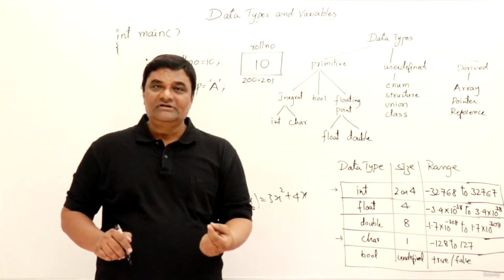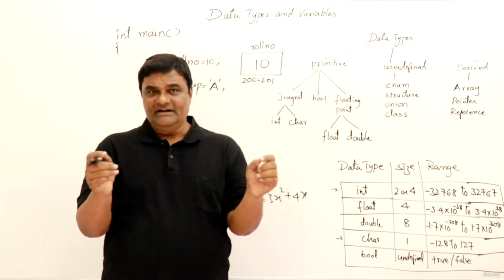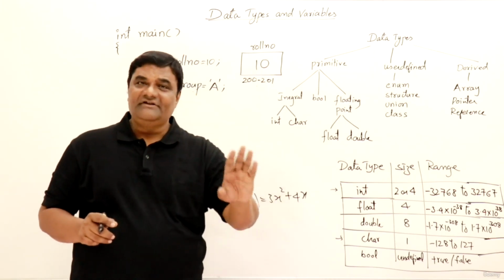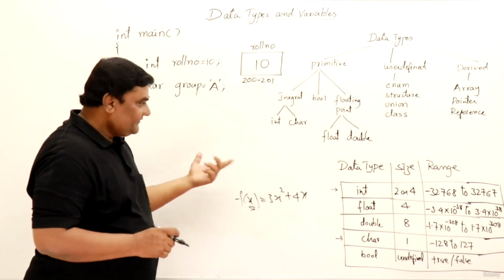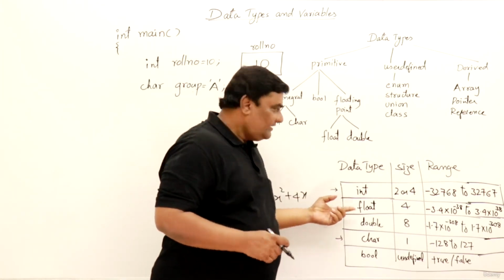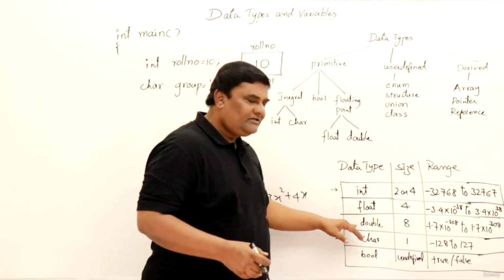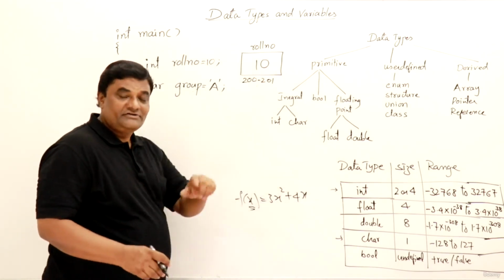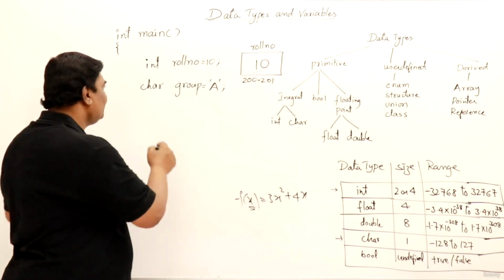Now I want to store the price of some item, some product. Price is $12.75, suppose. Then which data type should I take? I should take float type. Is your number very large? No, not much large. So you don't need double. Float is sufficient. So let us see how to declare float and initialize it.